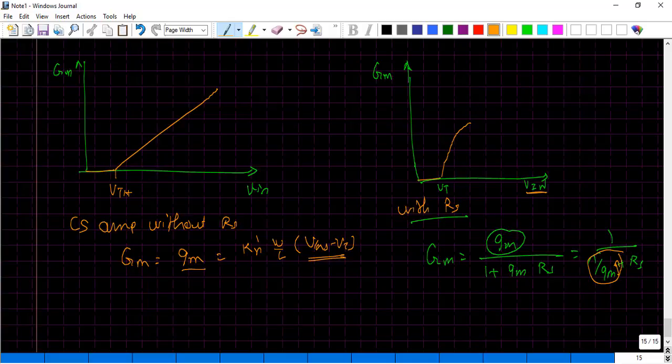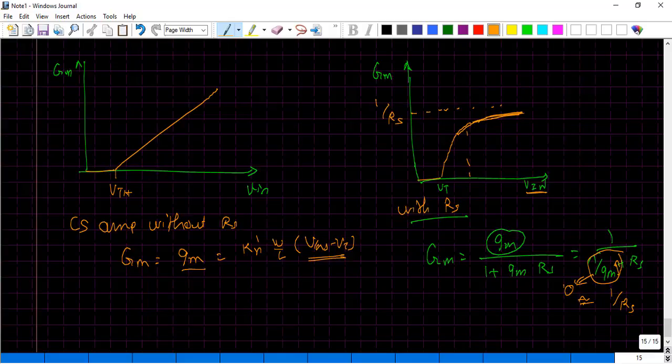At a particular point, when the gain is so high, this value is almost closer to 0, and the entire capital Gm could be approximated to just 1 by Rs. And that would be the maximum value that we can get, and that could be mapped over here. The graph could be drawn something like this. Clearly, this circuit shows us that after a particular value of Vn, the Gm of the circuit is almost constant in this phase.